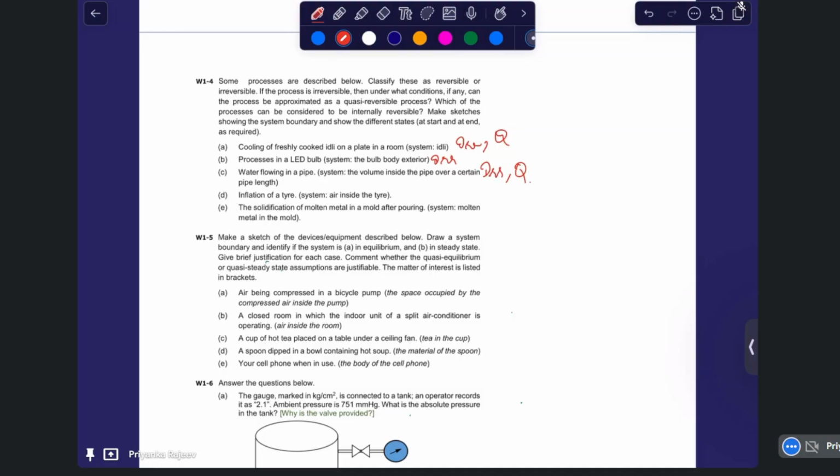Again, if it is slowly pumped inside using a hand pump, it will never be smooth flow, it will always be turbulent flow because it is expanding using a nozzle inside. So I think it is always irreversible.